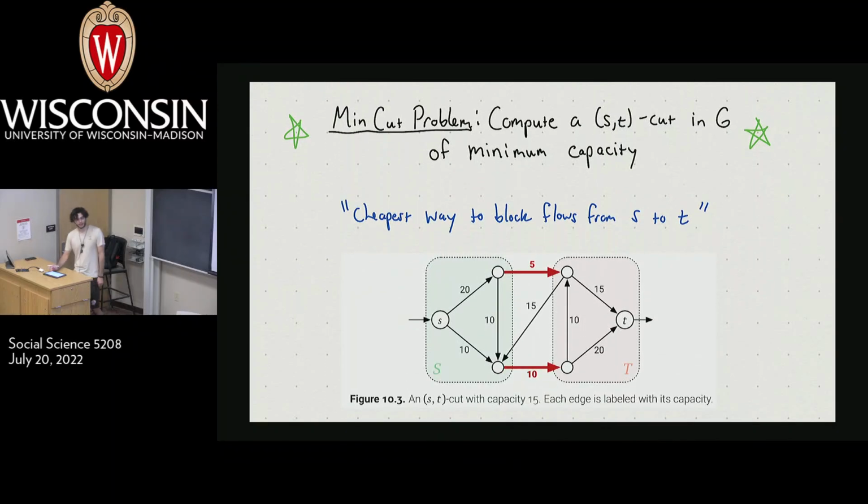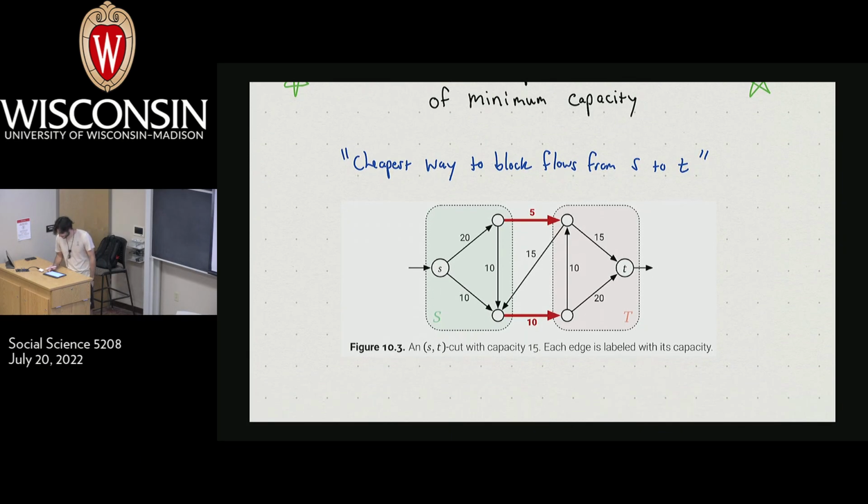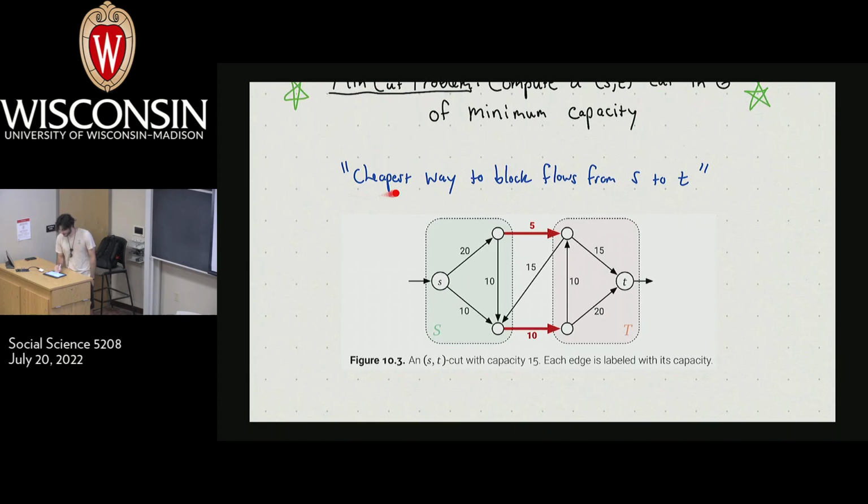Okay. So what's the min cut problem? We want to compute a cut of minimum capacity. It's almost like the name is actually descriptive. So, in other words, this is the cheapest way to block flows from S to T. It's the cheapest way to make sure that no resources can be sent from the lab to the bunkers.